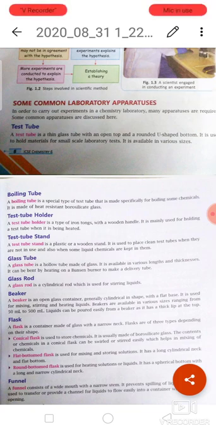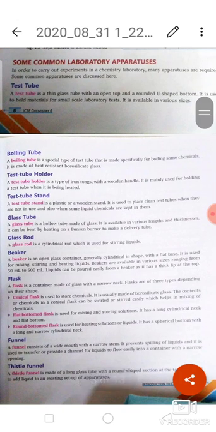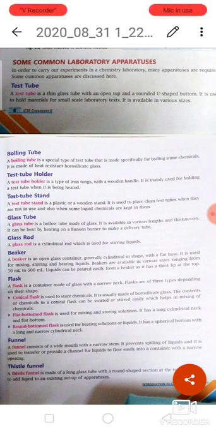Today we will do till flask only. Test tube stand. A test tube stand is a plastic or a wooden stand. It is used to place clean test tubes when they are not in use, only when liquid chemicals are kept in them. Now what is a glass tube?